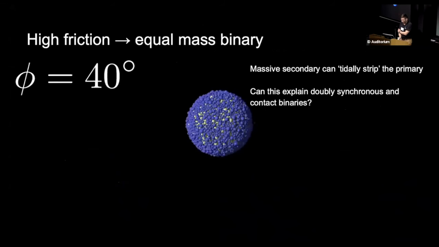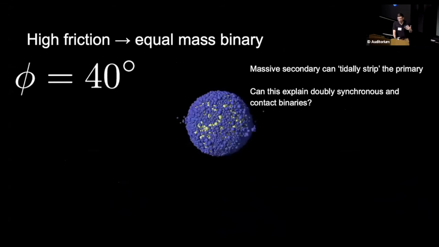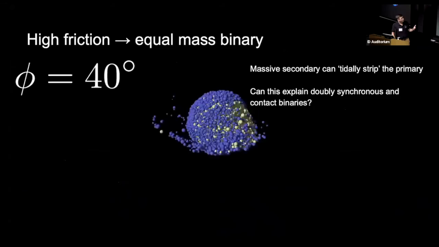Now, if we increase the friction angle even more, we're going to fail at an even faster spin rate. So we're going to shed a ton of material.